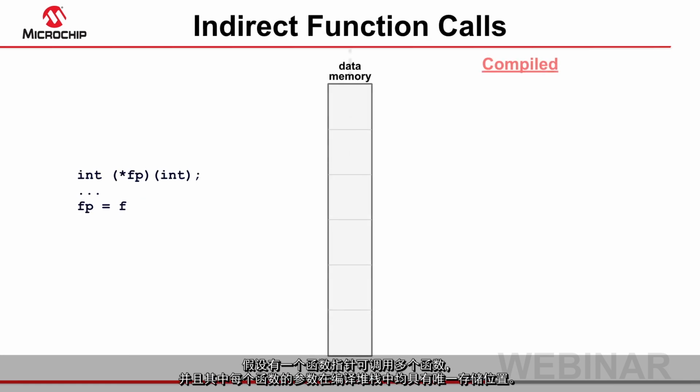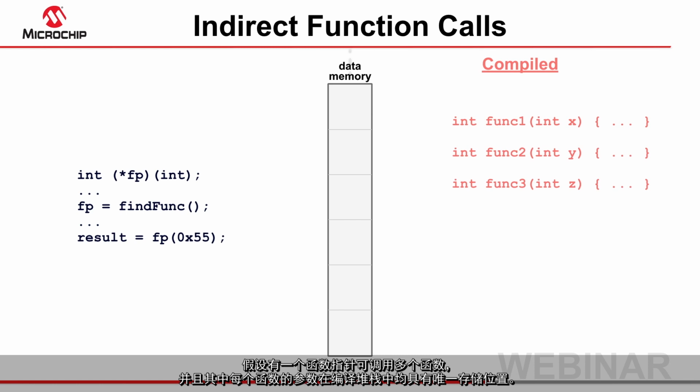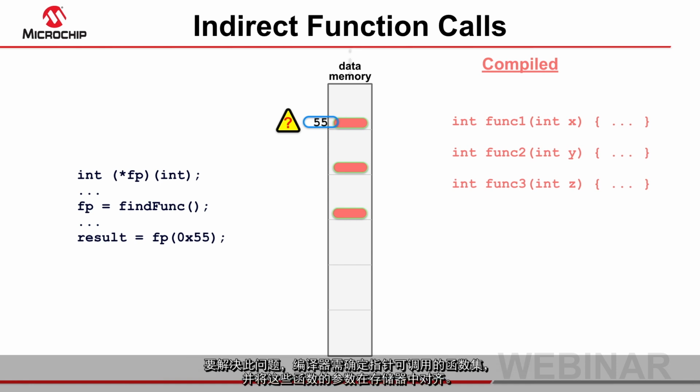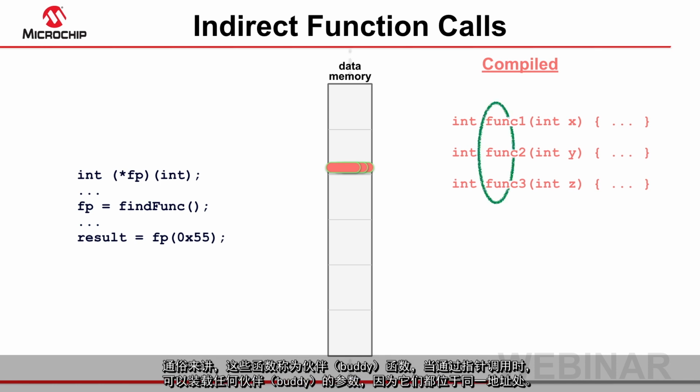Consider a function pointer that could call several functions, and each of those functions had their parameters at unique locations on the compiled stack. Which parameters would the compiler load with the function arguments when a call is made using the pointer? Unfortunately, it is often impossible to say. To work around this issue, the compiler determines the set of functions a pointer could call, and the parameters for these functions are aligned in memory. These functions are colloquially known as buddy functions, and when called via the pointer, any buddy's parameters can be loaded, as they are all at the same address.